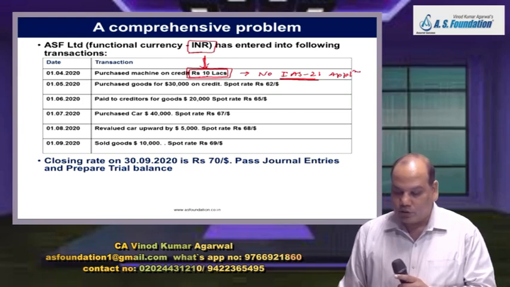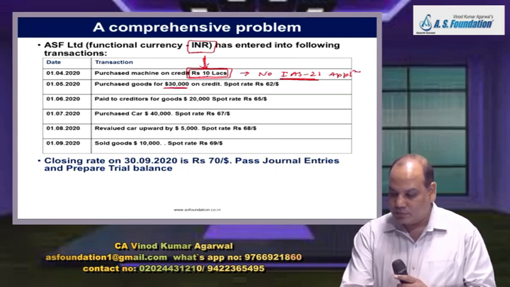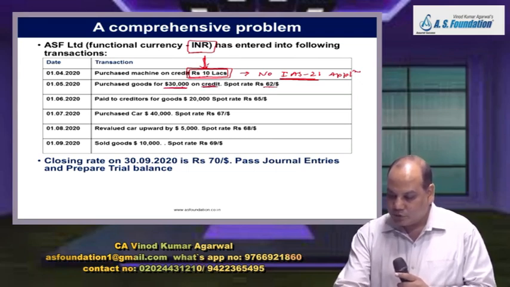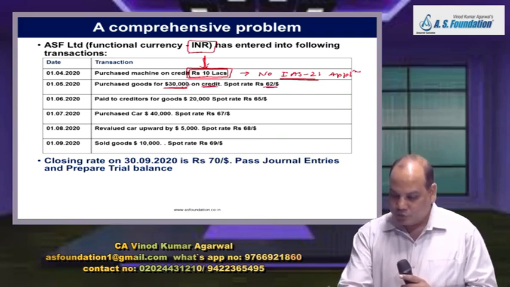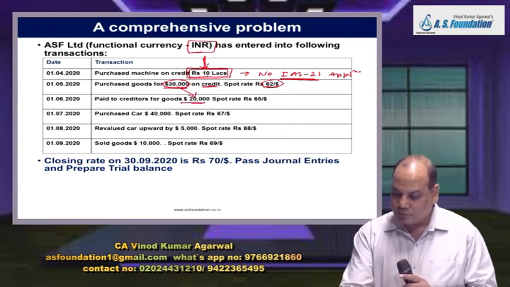Then purchase goods for $30,000. Yes, this is in foreign currency because INR is functional currency, on credit. Spot rate is 62. So you will record this transaction at this rate. Purchases to creditor for goods. Paid to creditor for goods. Out of 30, $20,000 we paid. 65 is the rate now. So there is an exchange loss on $20,000. That also you will record.